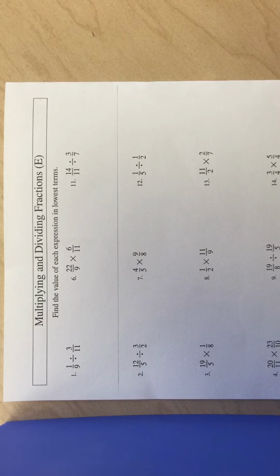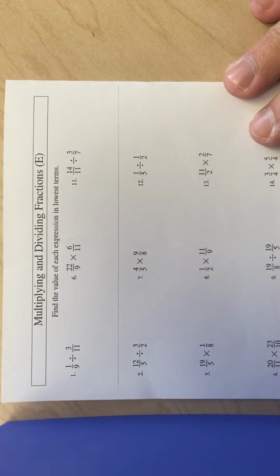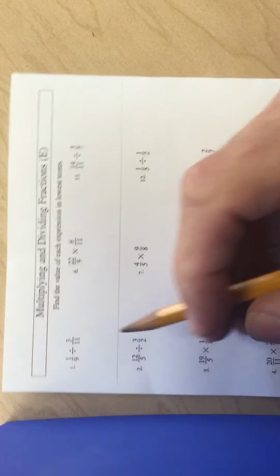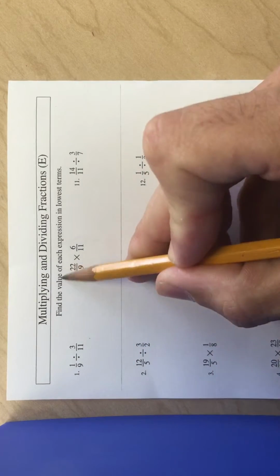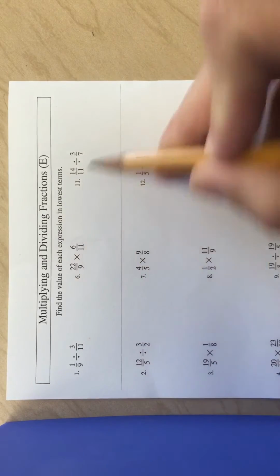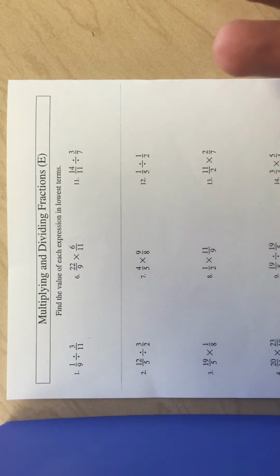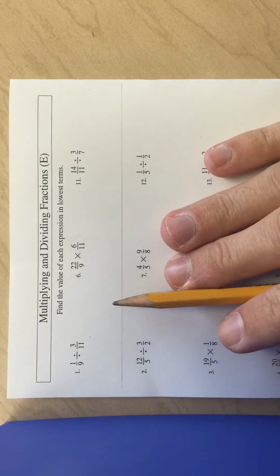So you can kind of see what the expectation for the test is. There's no visuals on this test. It's only applying the rules that we have learned in multiplying and dividing fractions. If we look at the concept we have here, multiplying and dividing fractions, all these problems, the fractions are already in a fraction form, so there's no mixed numbers on this first section.